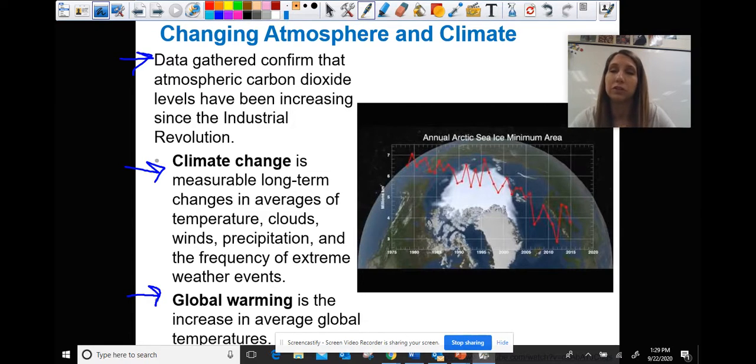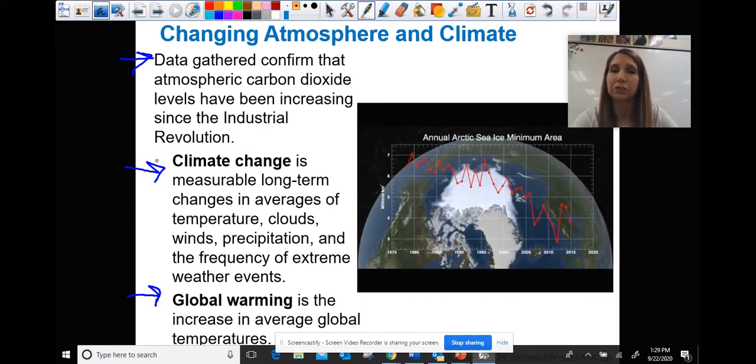When you hear someone use the term global warming, or if you use the term global warming, you're referring specifically to temperatures, and that is it. Okay, you're not referring to extreme weather. You're not referring to natural disasters that would be caused by things like glacial melting. You're talking specifically about global temperature increase.